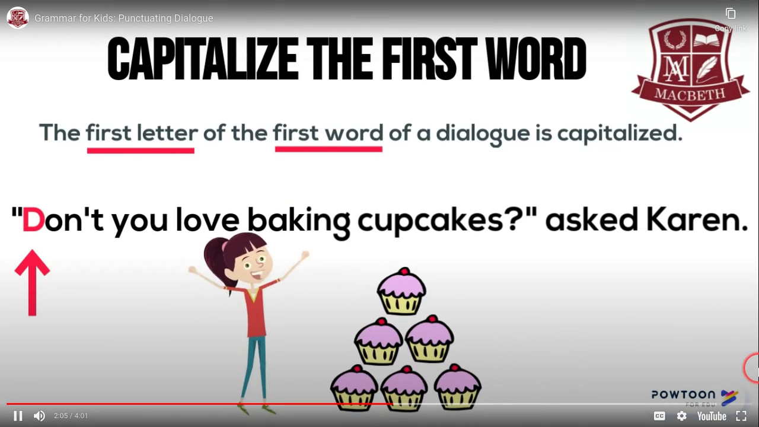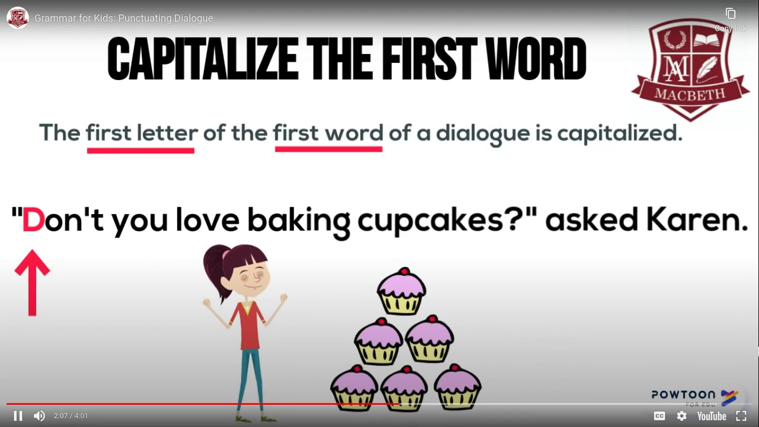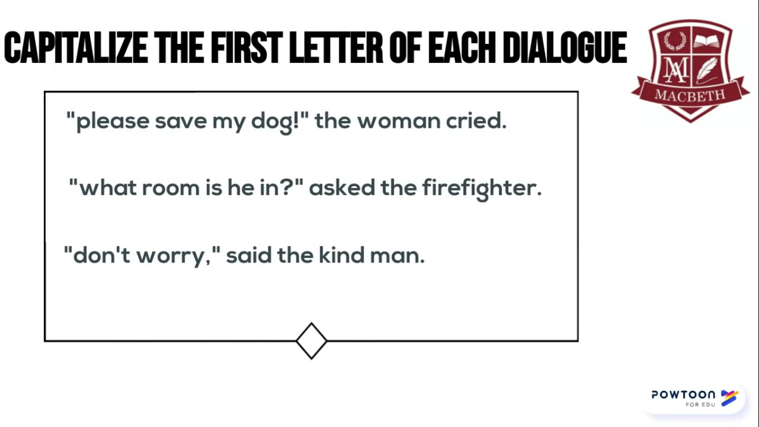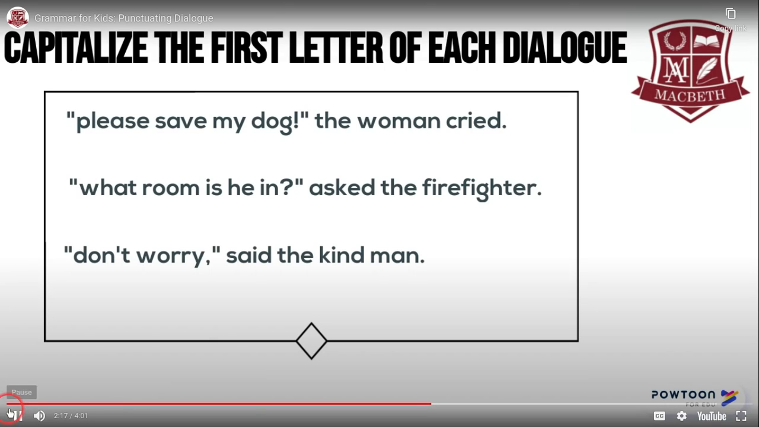Karen, the D in don't is capitalized because don't is the first word that Karen says. Now it's your turn. Pause the video and capitalize the first letter of each character dialogue.